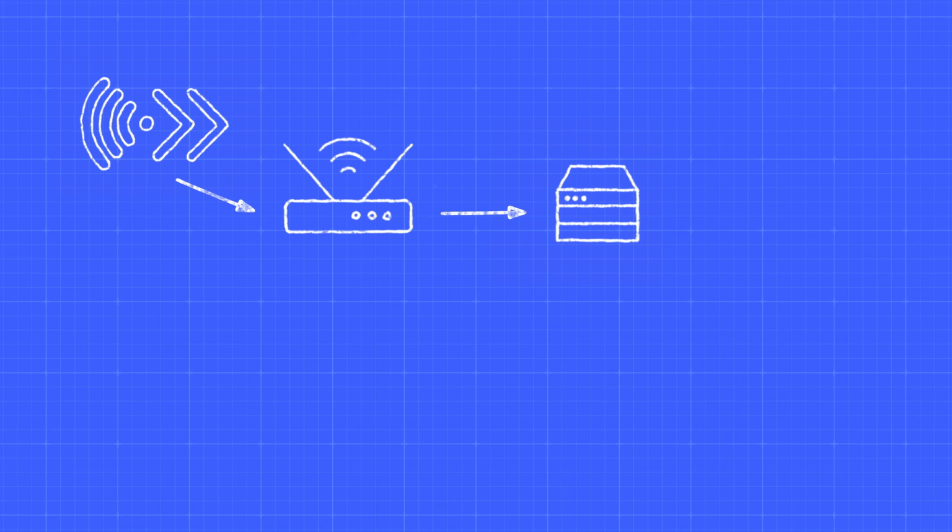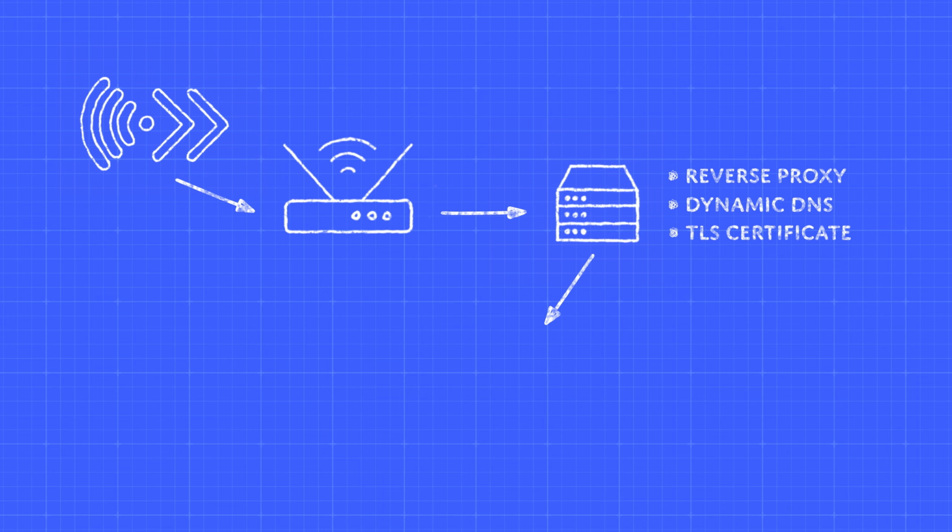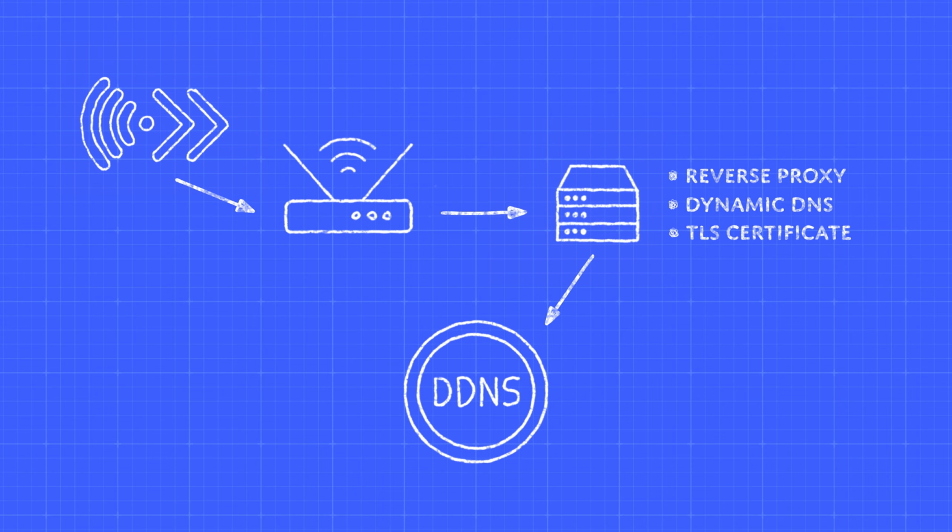With all the pieces in place, we've opened ports in our router and directed them to our self-hosting server. We've configured a reverse proxy with a dynamic DNS domain name, ensuring it points to the correct port of our self-hosted app. We've generated a TLS certificate for encryption. A script is running to update our dynamic DNS provider with our latest IP address, and finally, we can grab our phone, type in our website's address, and access it from anywhere in the world.